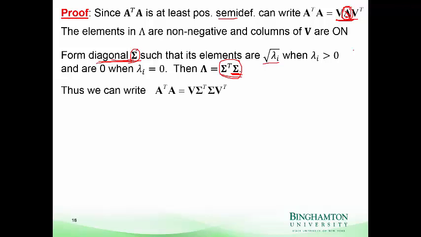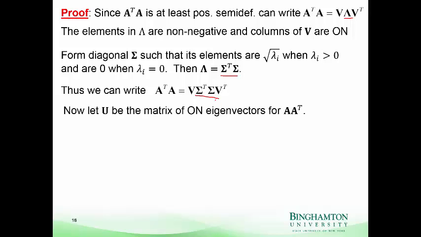Now we can write this way. So A transpose A got expanded this way, and I'm now going to, let me clear this off here, substitute in for lambda this quantity here. So there it is there. And now I'm just going to group things together. So, I'm not going to group things together yet. I'm going to deal with the U matrix.